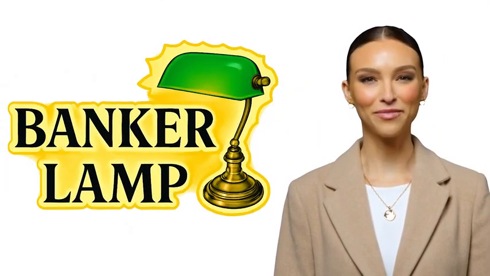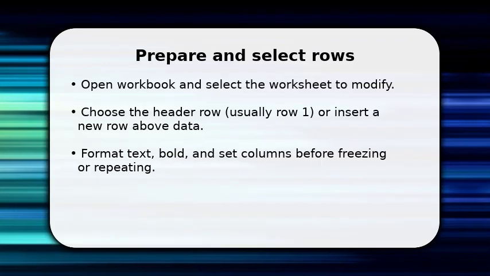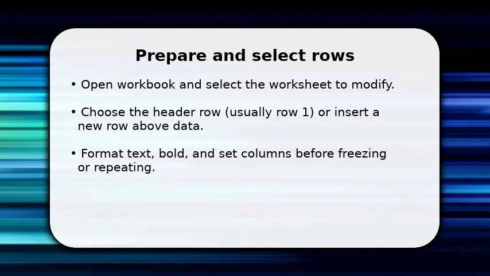Please enjoy the video. You start by opening the workbook and selecting the sheet you want to work on. Click the row that will serve as the header, often row 1, or insert a new row above your data so headings are clear. Once selected, give the header visual priority: bold text, background color, and appropriate column widths.